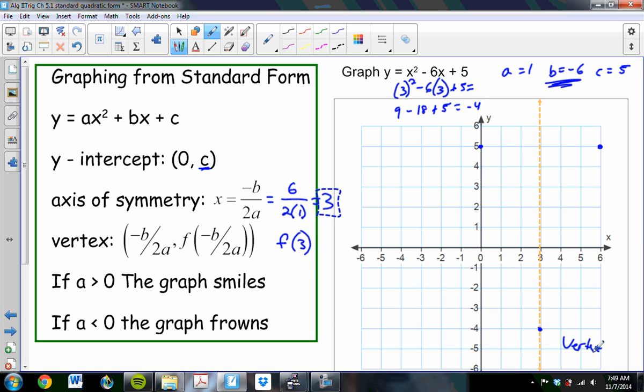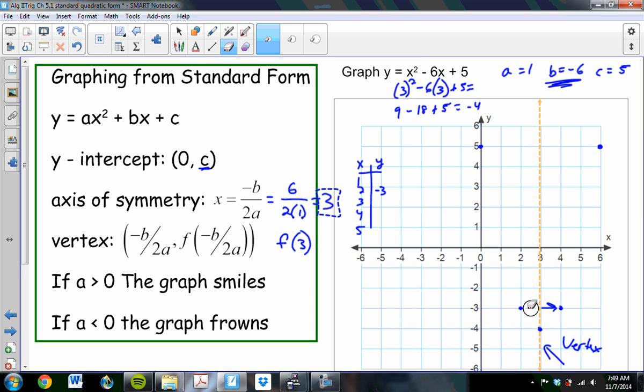Now at this point, I can just start plugging in some other points. And now that I know where the AOS is, and now that I know where the vertex is, I can plug in points around 3. So I've plugged in 3, I might as well plug in like 2 and 4, or 1 and 5, and see what that comes out with. So if I plug in a 2 for x, I get 4 minus 12 is negative 8, plus 5 is negative 3. So this point is (2, -3). And I can go to the symmetric point over here at (4, -3).